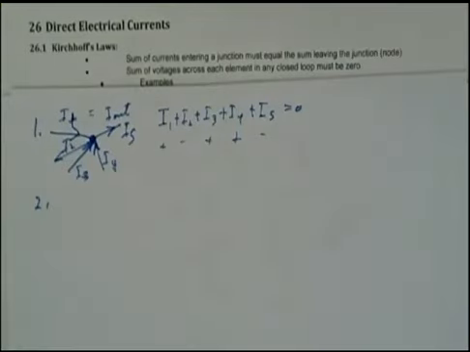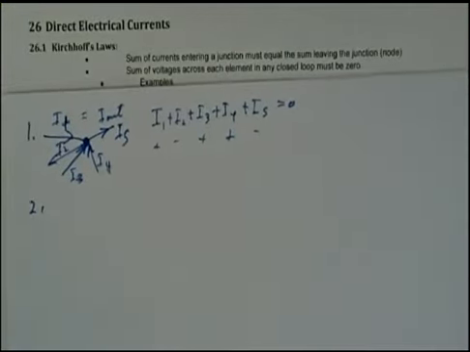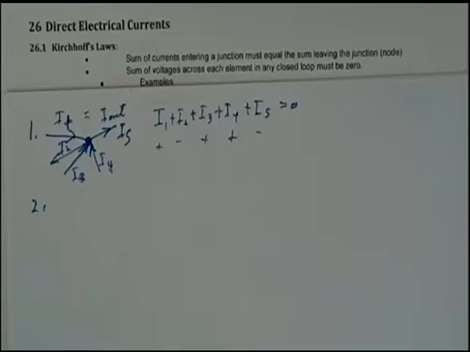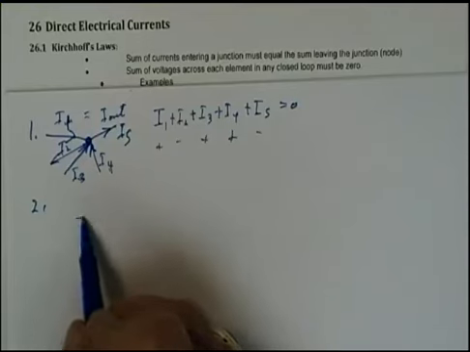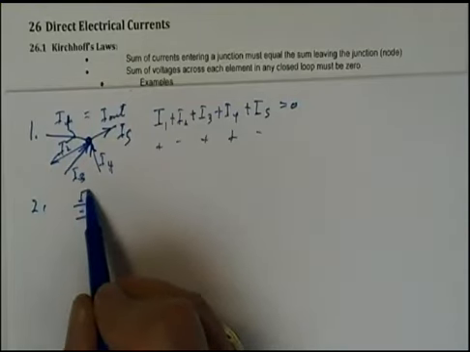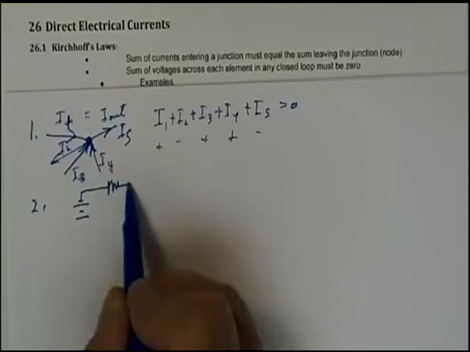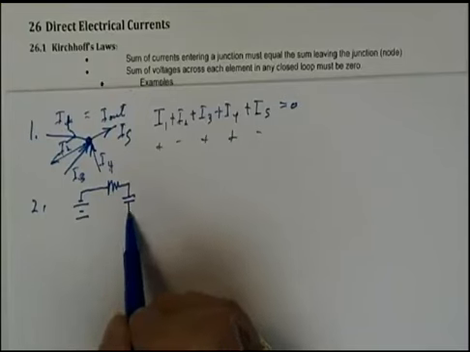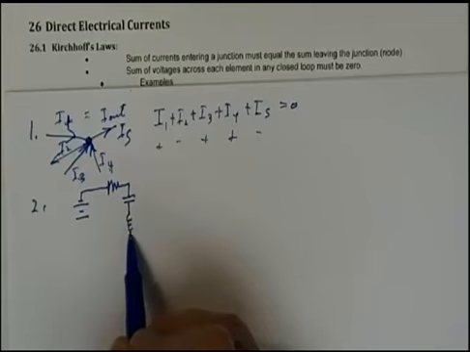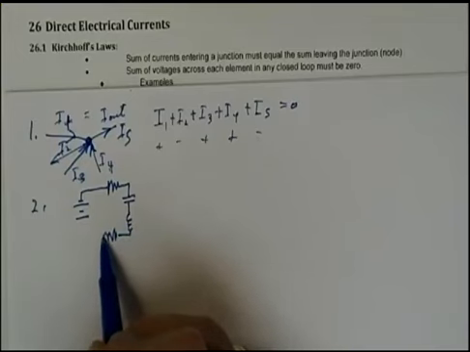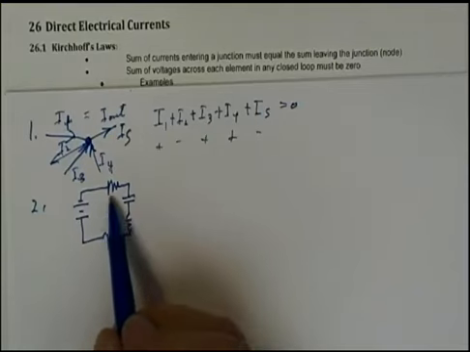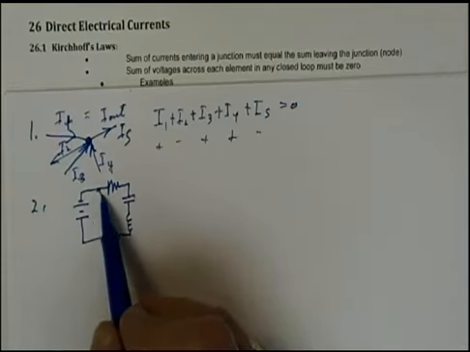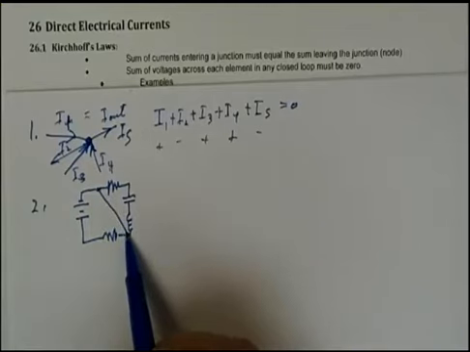The second of Kirchhoff's laws is that the sum of the voltages across each element in any closed loop must be 0. That means that if we have, say, a battery here, we go around here and we may have a resistor, we may have a capacitor, we may have an inductor, we may have another resistor, whatever. And we may even have a connection that goes from this point over to this point. We can choose any loop that we want to.